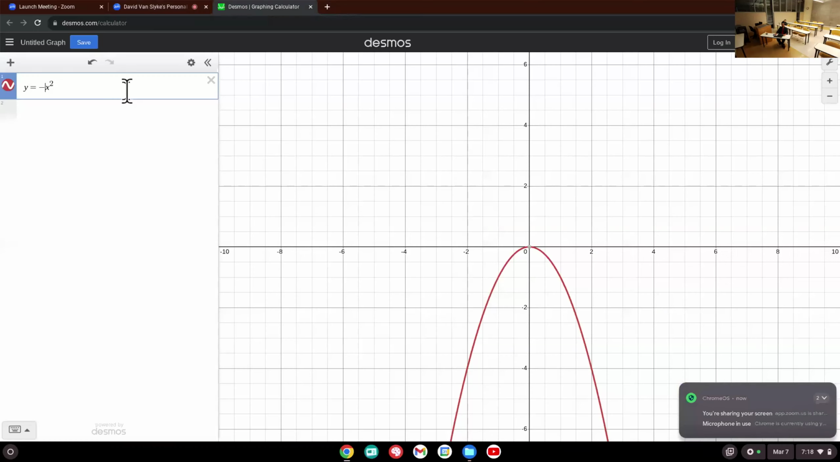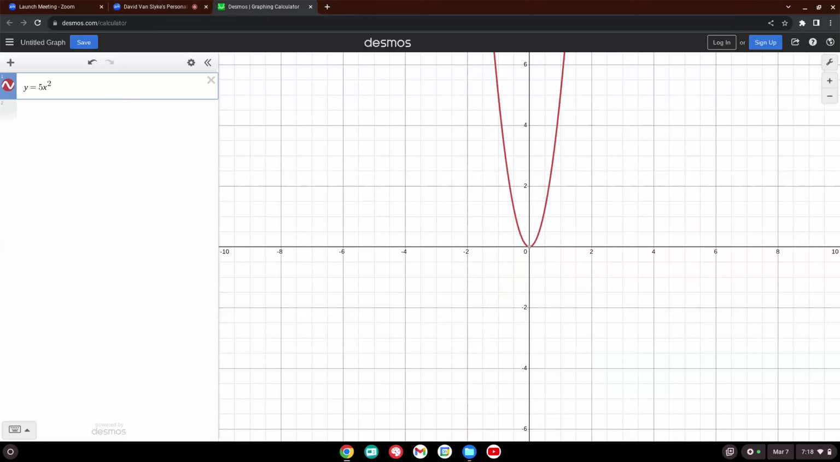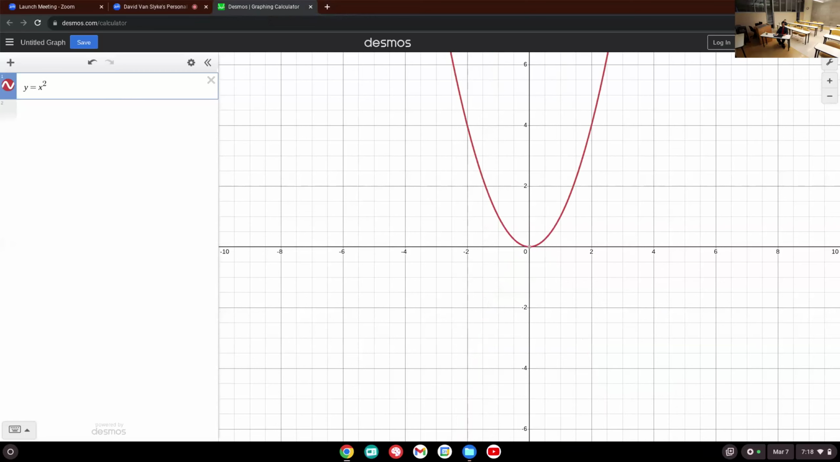You got it working. Okay, go back to positive. Yep, now put a +5 at the end. Not a 5 before the x. That's a totally different thing. You'll have to arrow key past the squared. There you go.